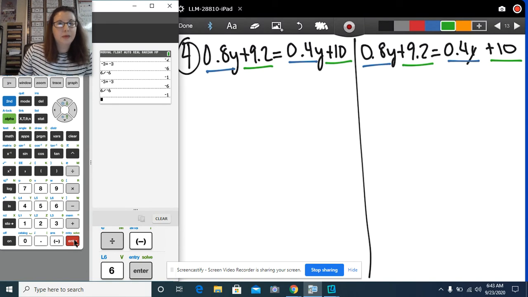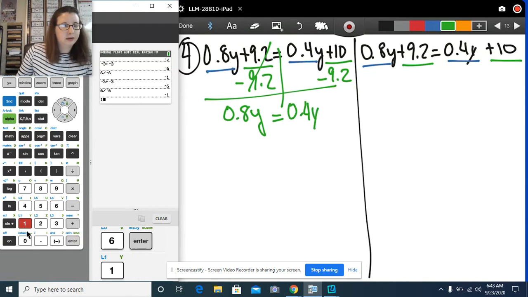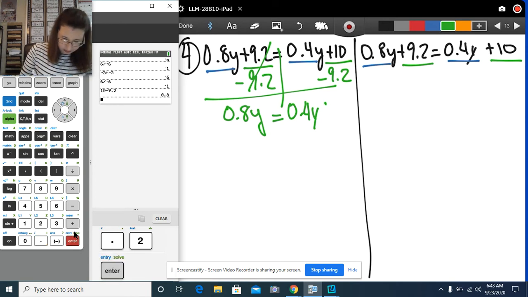Okay. I'm going to start by moving my constant. My 9.2, the opposite of a positive 9.2 is a negative 9.2. And I have to make sure that I subtract it from both sides. So those cancel out. I'm left with 0.8y is equal to 0.4y. And here's where I use my calculator. 10 minus 9.2 gives me 0.8. So plus 8/10.